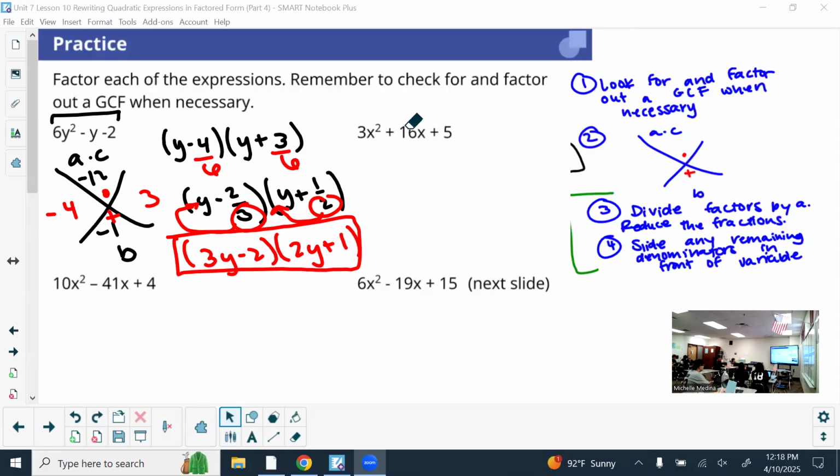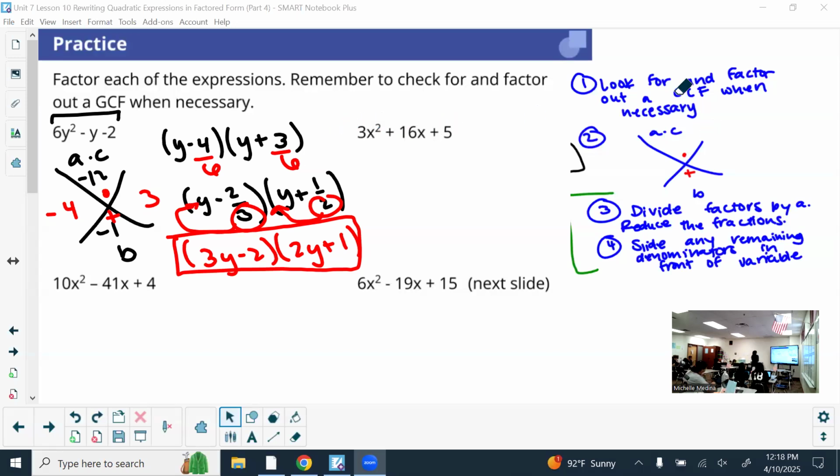So, looking at this problem, does it have a GCF? It doesn't. It can never be bigger than your smallest number. My smallest number is 3. The only factors of 3 are 3 and 1, and none of these are divisible by 3. They are divisible by 1, but that wouldn't change anything. So no GCF between the numbers. Also not between the variables because they don't all have an x.